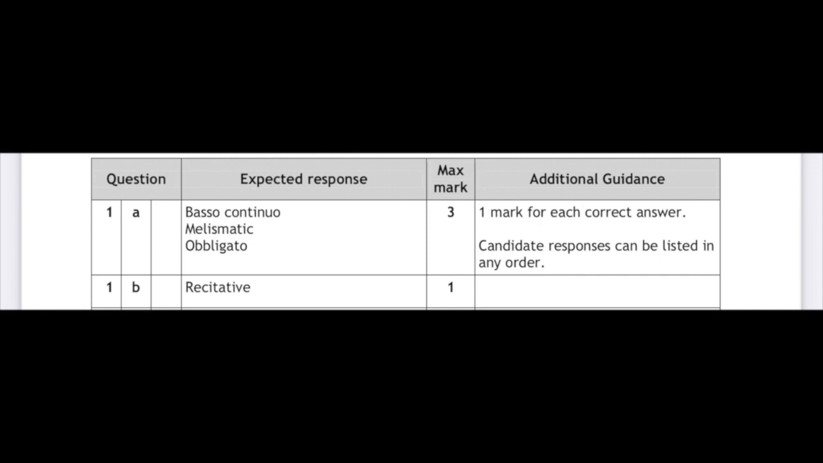You can see the correct answer for this was recitative. You heard a kind of sung speech where there wasn't a huge amount of accompaniment, there wasn't a particularly fancy vocal line. A lot of it was more spoken than sung. You can see on the right hand side of the SQA guidance, no other answers were accepted, only recitative.